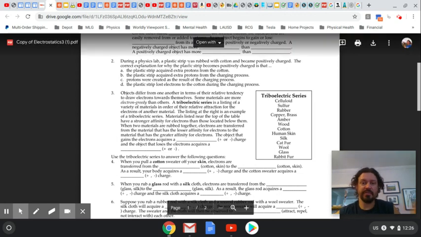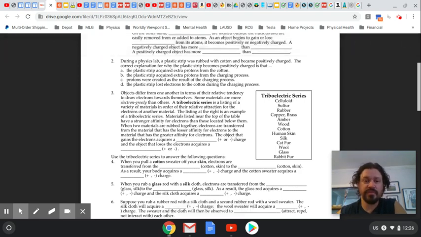Here's a great example. Here's a plastic strip that was rubbed with cotton and became charged. So why is this charged? Well, did it get extra protons? Well, no, protons can't move. All right, so the only thing that can move is electrons. So that'd be the answer there.